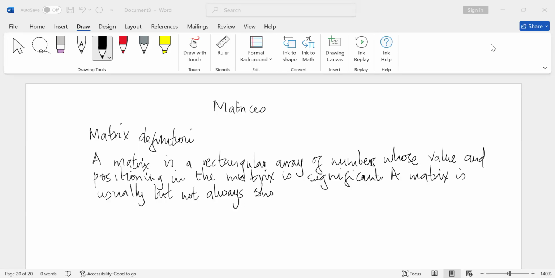Matrices. You can define a matrix. A matrix is a rectangular array of numbers whose value and positioning in the matrix is significant. Particularly when you're multiplying or adding or just operating on matrices, the arrangement of the matrix is quite important, the way it is arranged. A matrix is usually, but not always, shown in brackets.